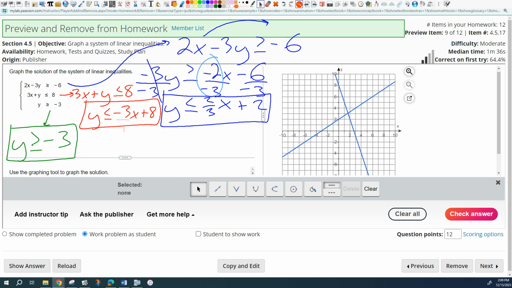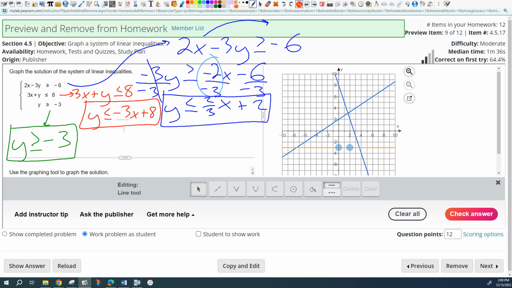I'm going to go to, can I not do that on here? There we go, like that. Agreed? Okay, so we did that. Now what? Now we got to fill in the region that corresponds to the overlapping shaded region, right? So how do we do that?